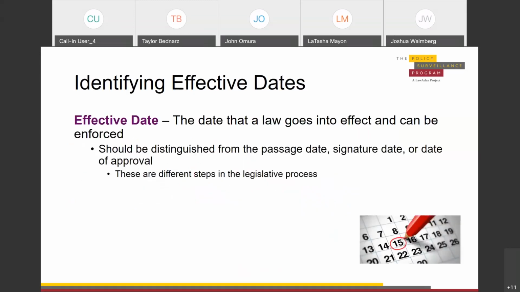I mentioned effective date, so here's a quick refresher. An effective date is the date that a law goes into effect and can be enforced.